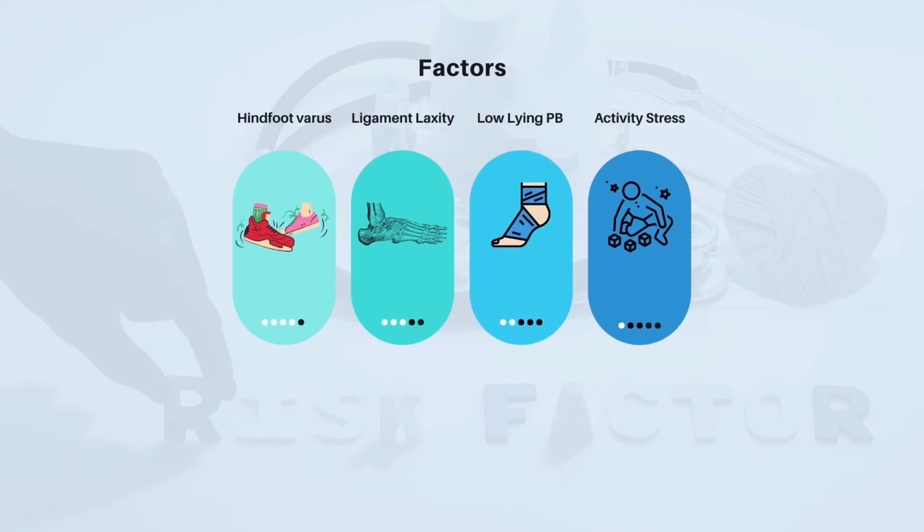In terms of risk factors, hindfoot varus may potentially be a problem. Also, neuromuscular disorders such as Charcot-Marie-Tooth, lateral ankle ligament laxity, a low-lying peroneal brevis muscle, and also increased activity stress.